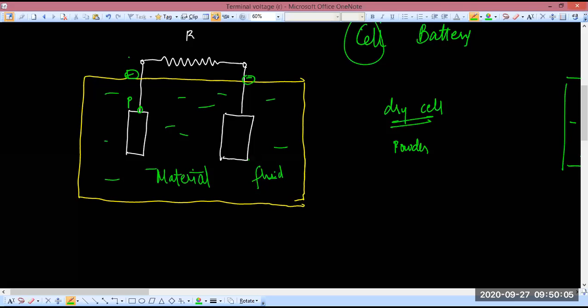Okay, all right, and let's say this is N for the negative terminal. Now I'm going to say that suppose there's a point A here very close to this electrode, and there is a point B here which is very close to this electrode.